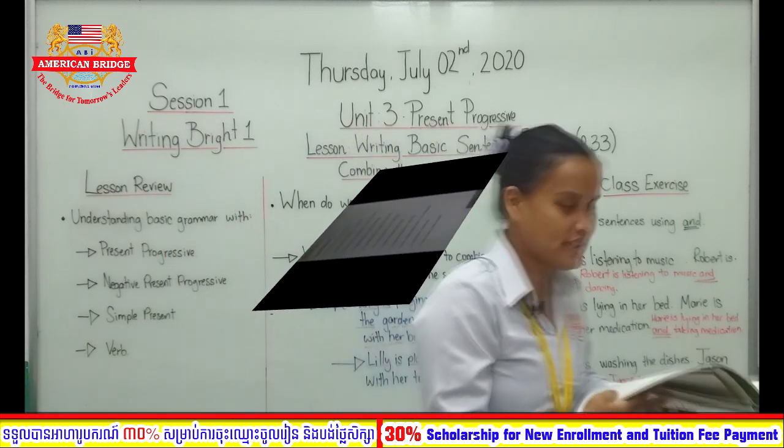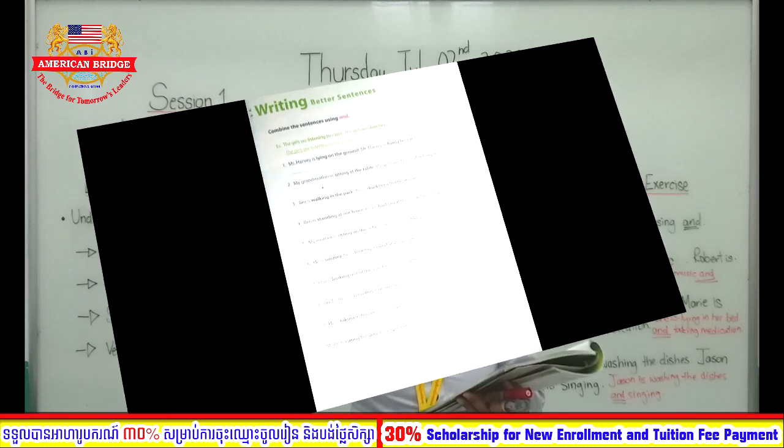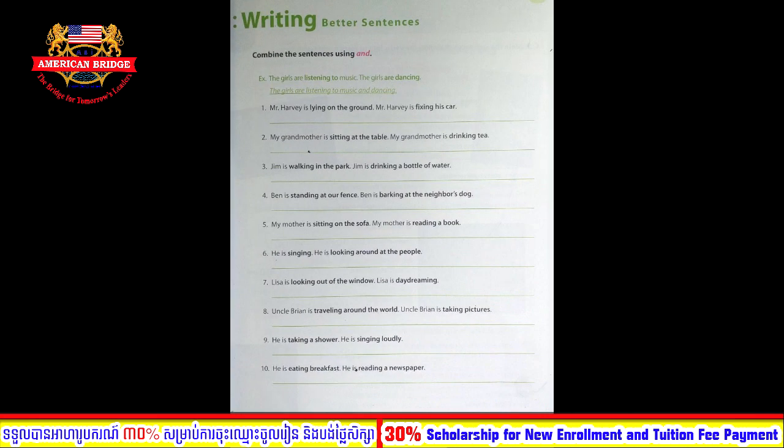Okay, now please open your book to page 33. All right, let's do these exercises together. Please open your book to page 33. Listen very carefully. For example, the girls are listening to music. The girls are dancing. So when we combine the two sentences together, it becomes the girls are listening to music and dancing.